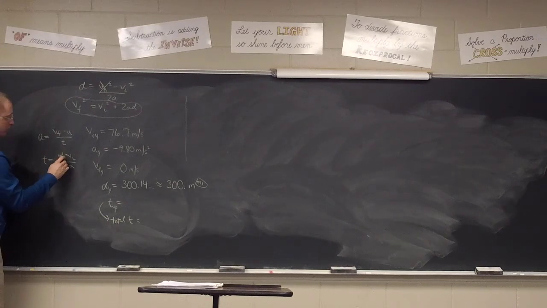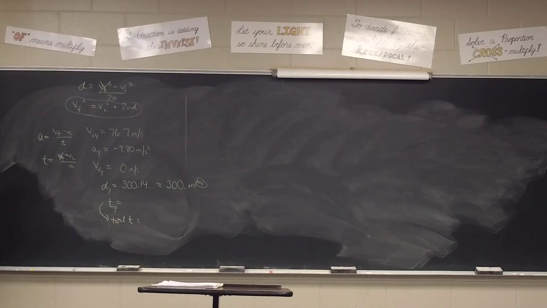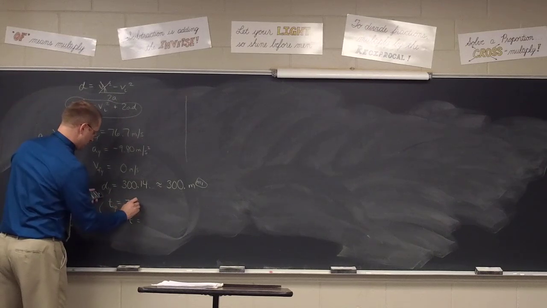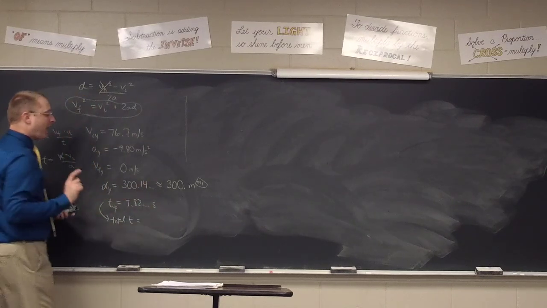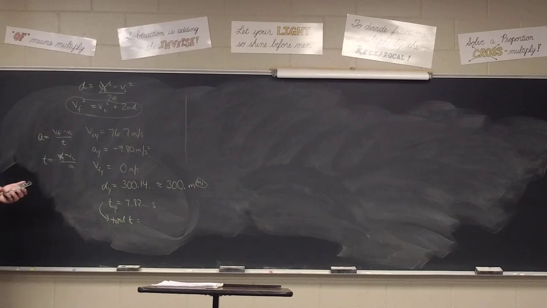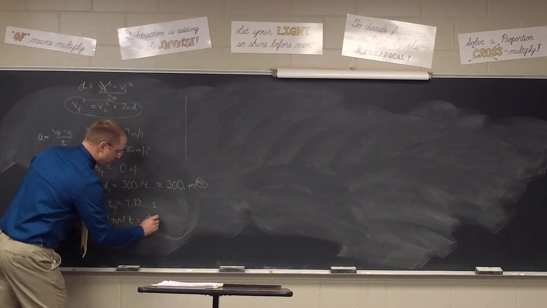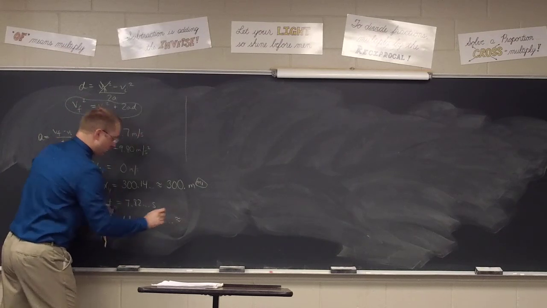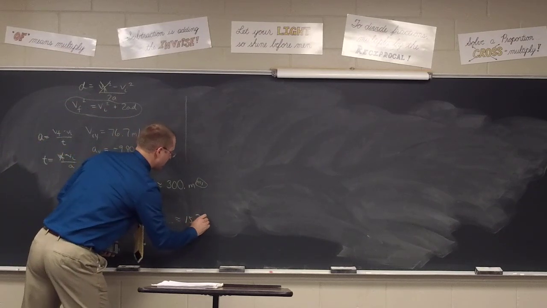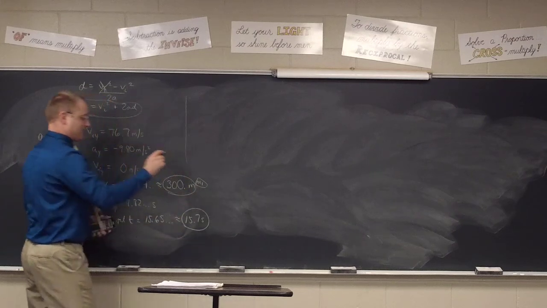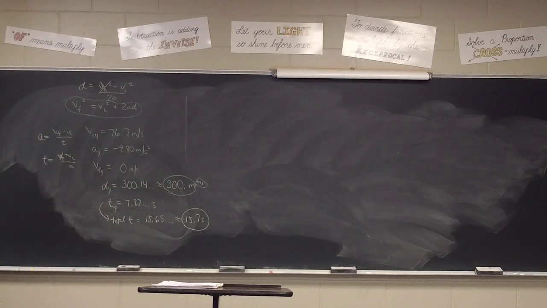And again, VF is 0, so we have a negative V sub I, so negative 76.7 divided by A, which is negative 9.8. Or you could just say, hey, I know the negatives are going to cancel anyway. And what is the time it takes to go up? 7.8. But I need the total time, so we're going to simply multiply that by 2. And what is the total time? 15.6. 15.7. And rounded off, it will be 15.7 seconds. There's my second answer.